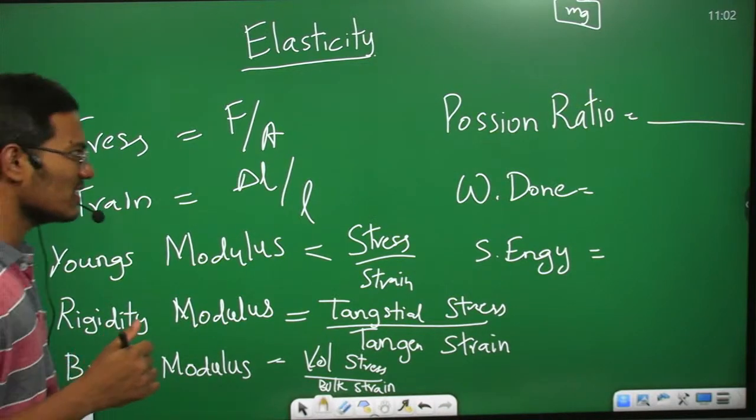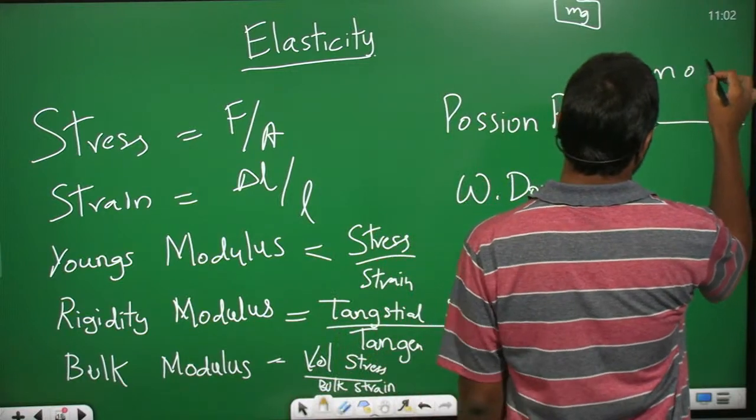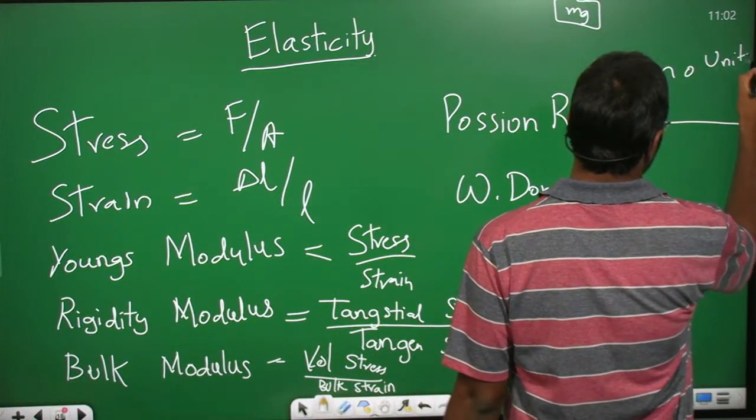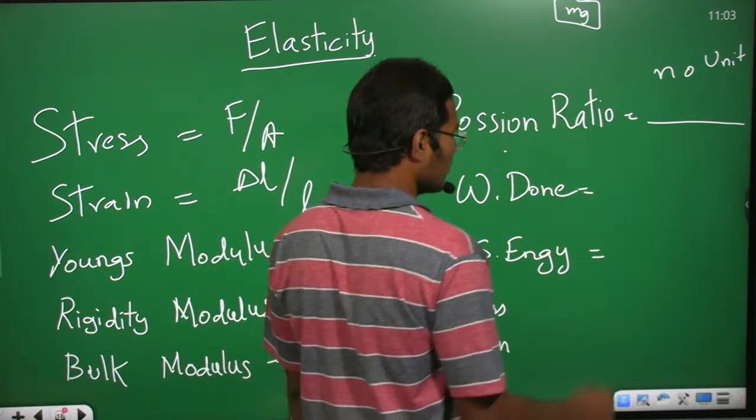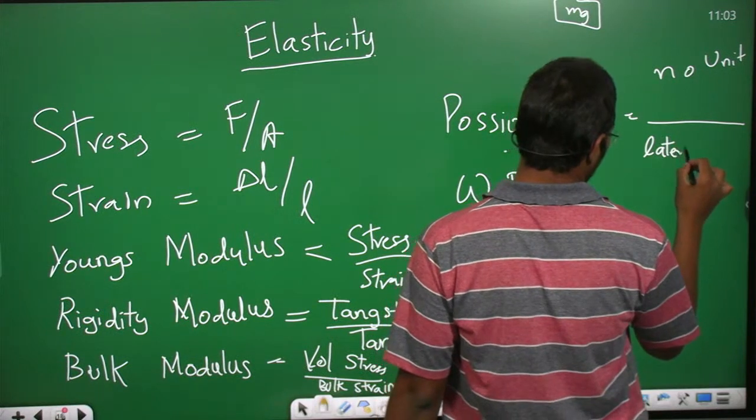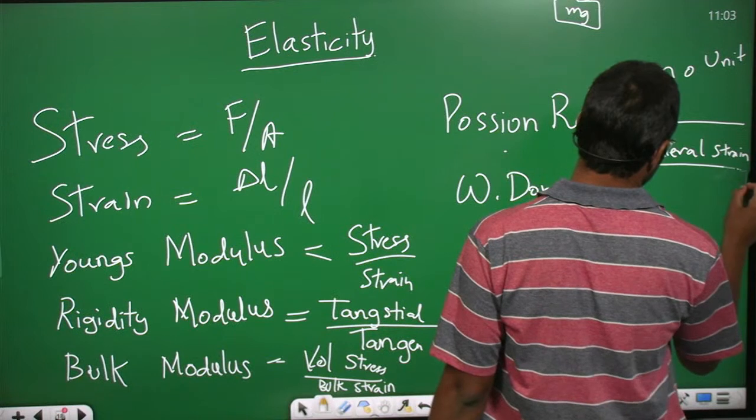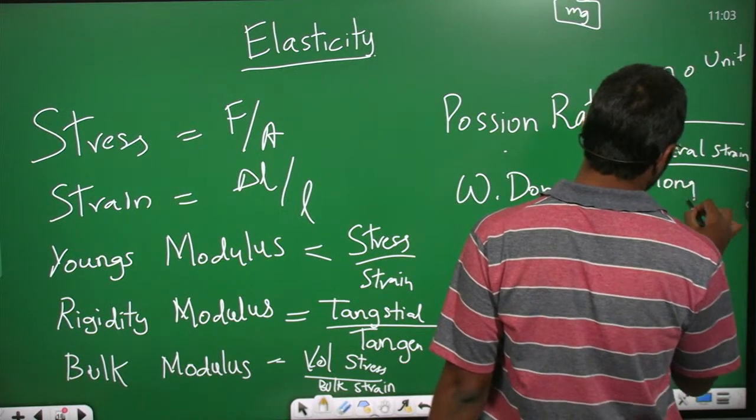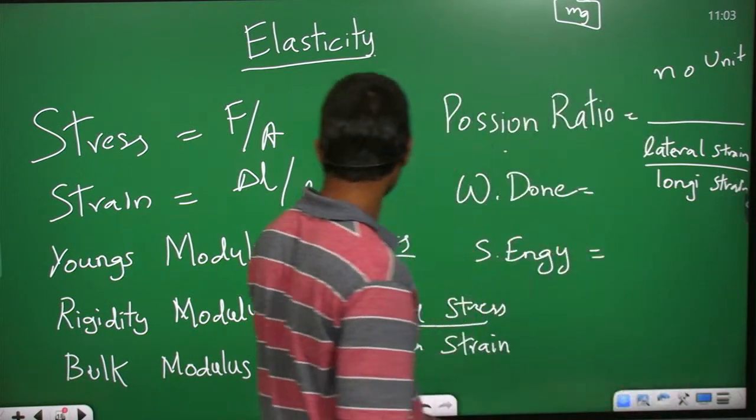See, for Poisson's ratio, there are no units. Because it is a ratio of two lengths. See, lateral strain by longitudinal strain, right? Strain. What are units of strain?